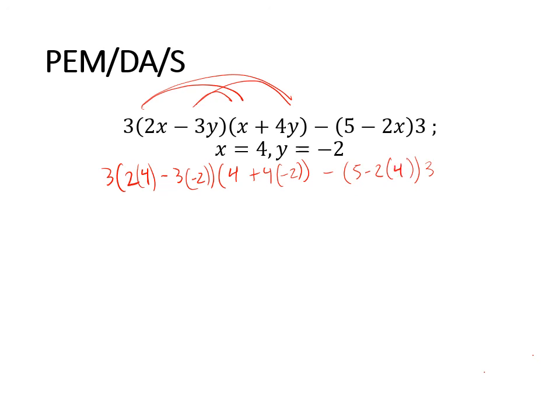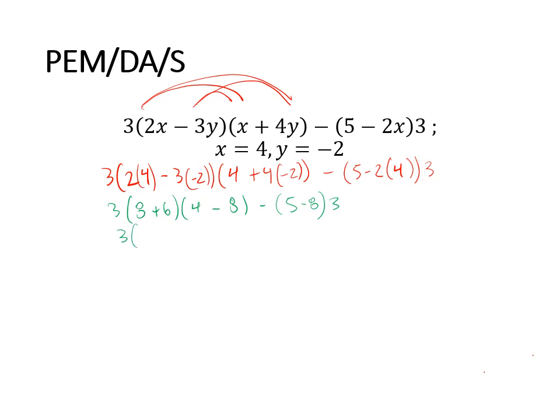Okay, so now we have 3 times (2 times 4 is 8, minus 3 times negative 2, which is a positive 6, right? So that's 6). And then in this one we have 4 plus 4 times negative 2, which is negative 8, so let's say it's minus 8. Let's just write the minus. Okay. Then we have this part, so it's 5 minus 2 times 4, which is 8, and then 3 on the outside. And we can simplify again.